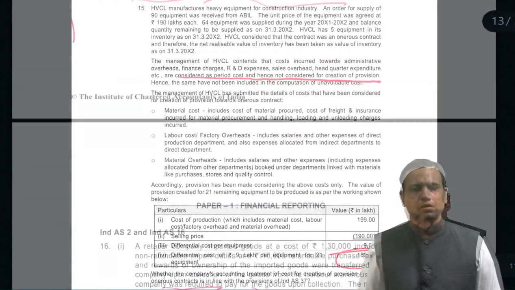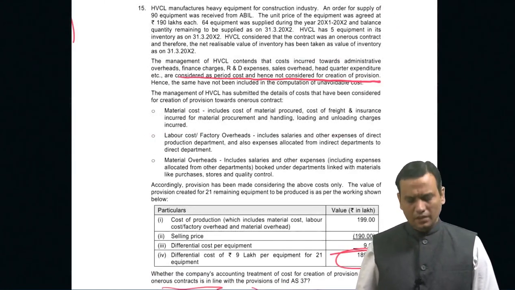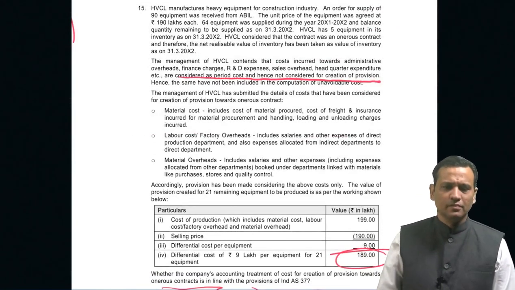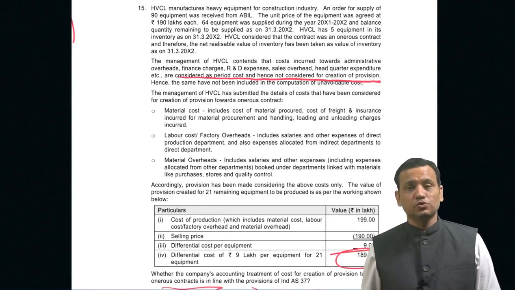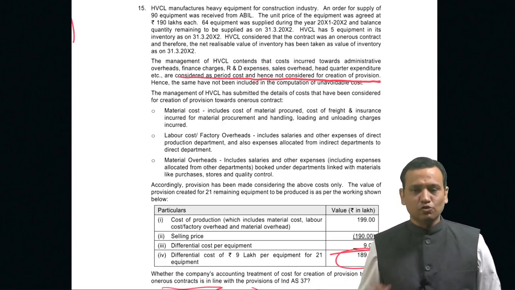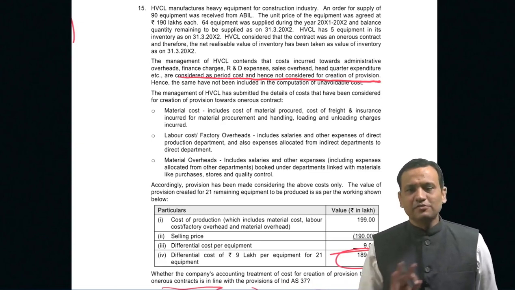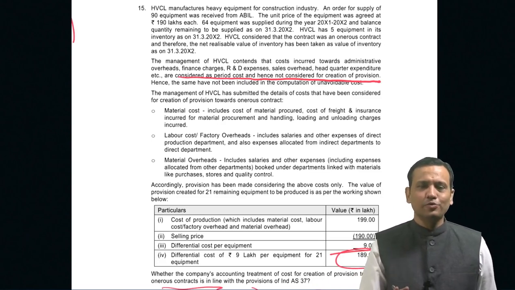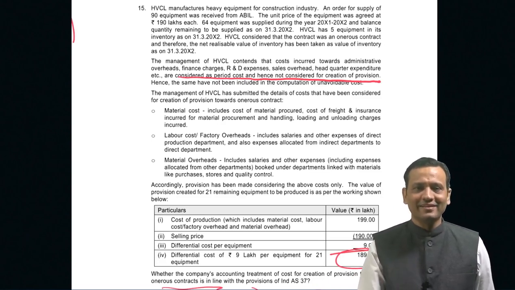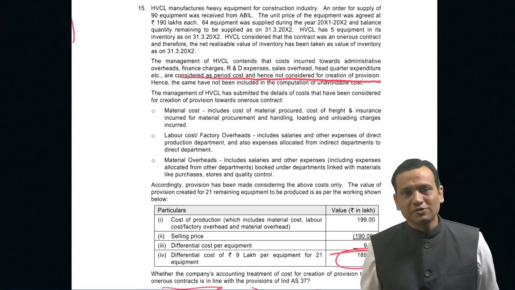So friends, after reading the whole question, it's so big, so many things, but it is a very simple question. Just the details are too much. The question is with respect to what cost should be included while creating provision against onerous contract.